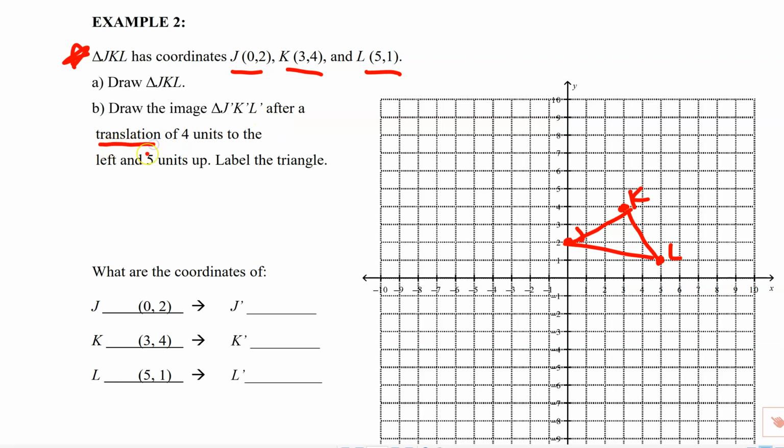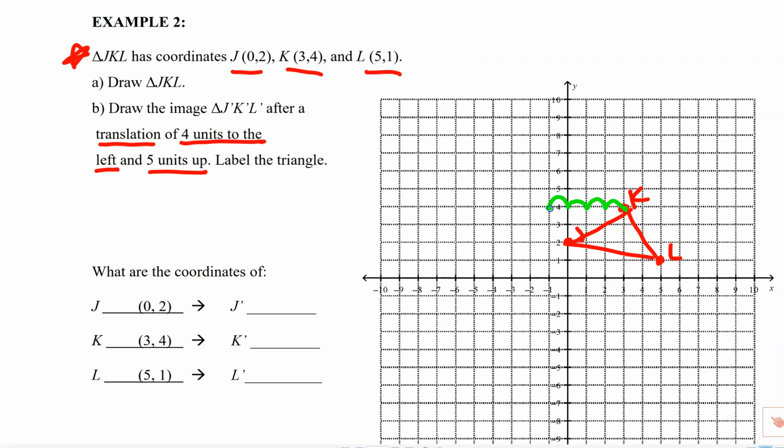So for the translation, we're going to move it 4 units to the left and 5 units up. So again, for each point, we're going to move 4 units to the left and 5 units up. Let me do it in a different color so you can see it. Here's this point: 1, 2, 3, 4 units to the left.